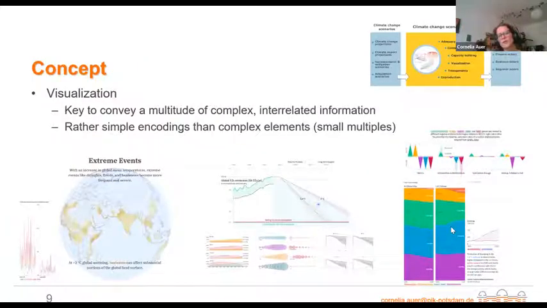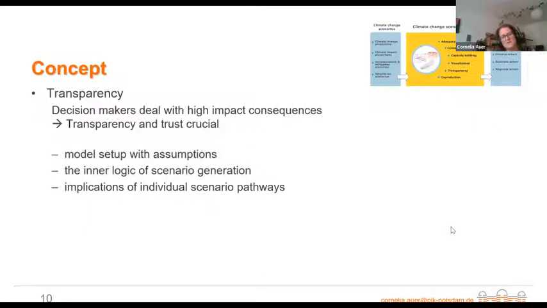Then another important pillar we see in such a service structure is visualization. I think probably everybody agrees that it helps a lot to convey a multitude of complex interrelated information. And it's just very helpful if you want to convey the information in scenarios. Then transparency, this is something that already Frank and Shivika were also alluding to.